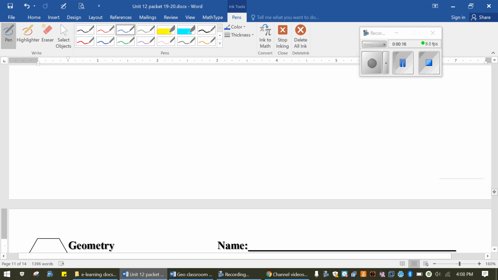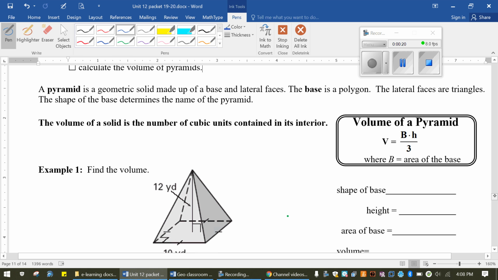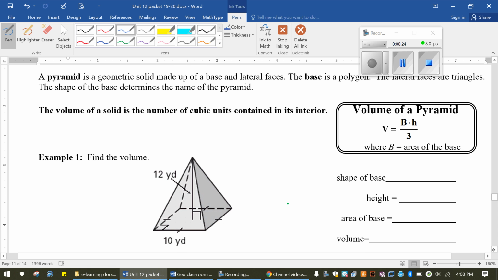So when we did prisms yesterday, we had parallel bases. In a pyramid, we don't have parallel bases, we have one base. So the base in example 1 is right here, and that base is a square. So we have a square base.